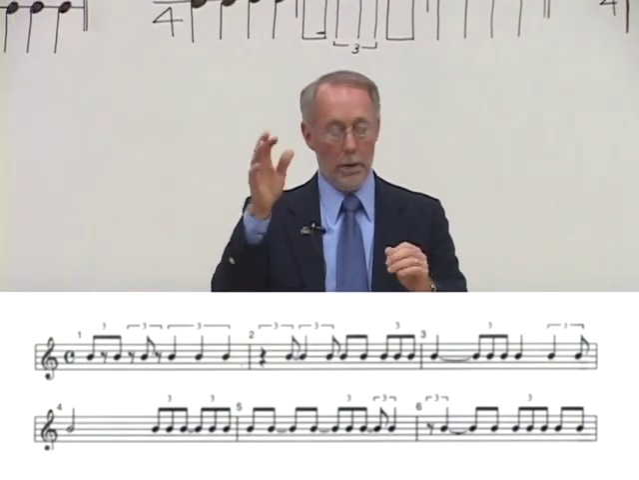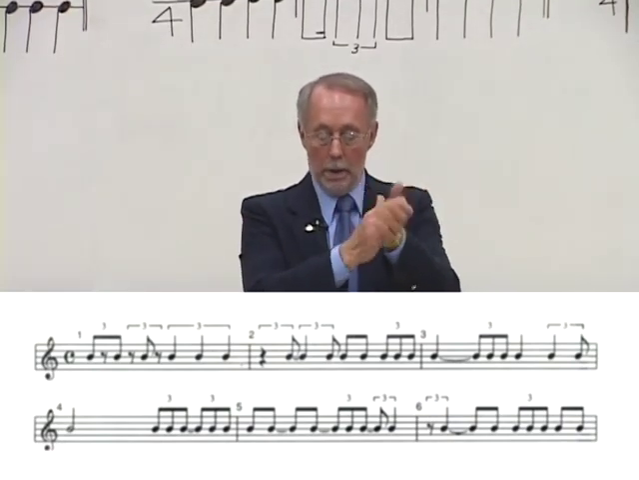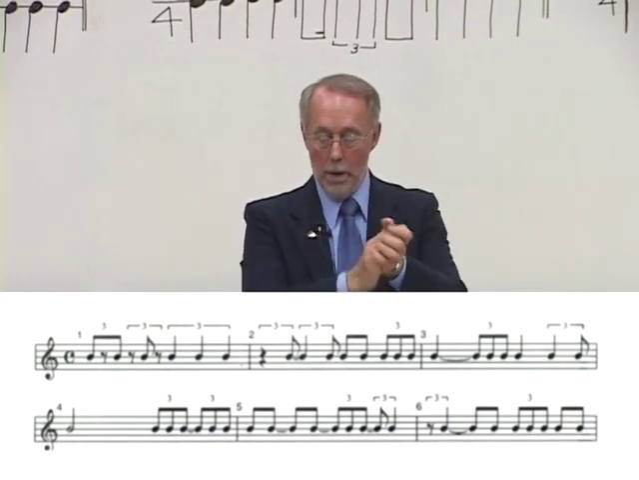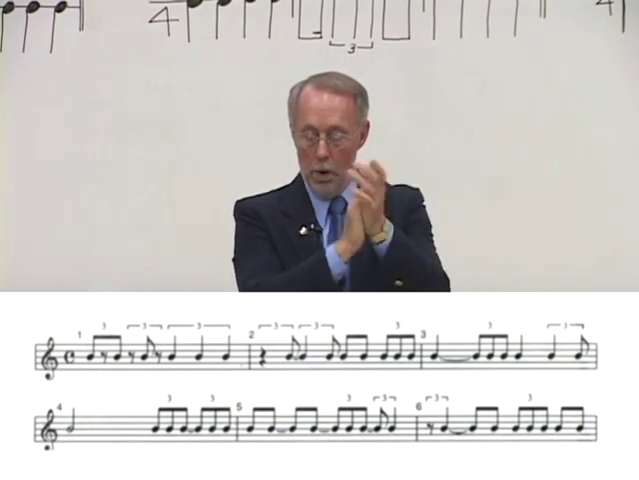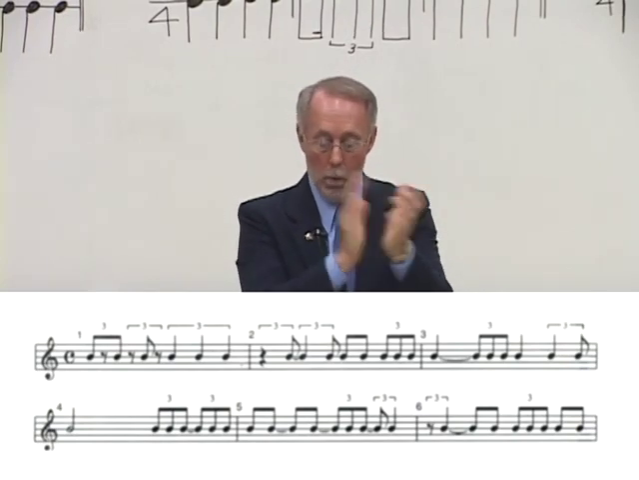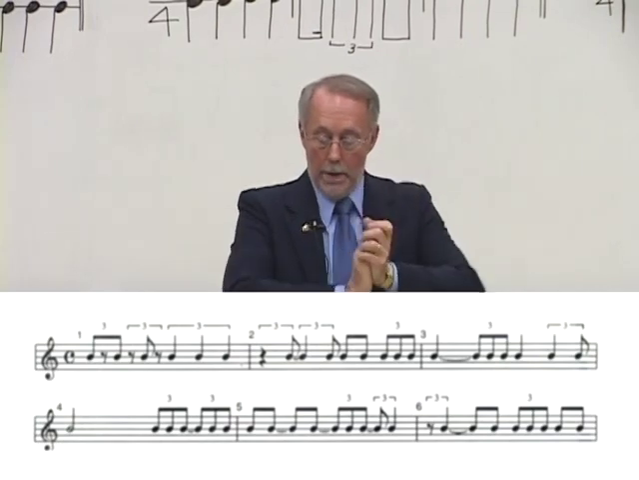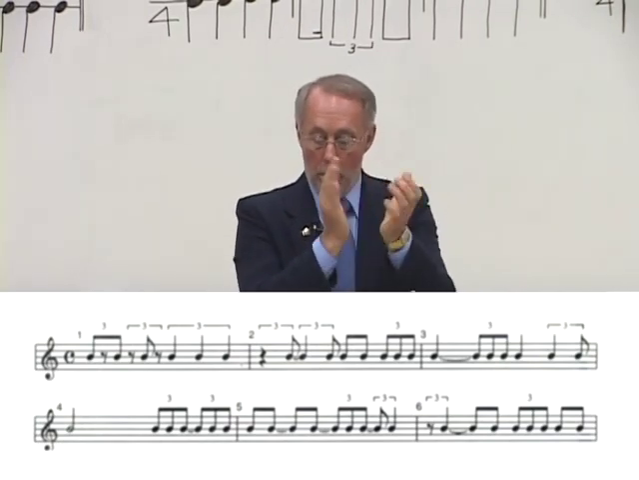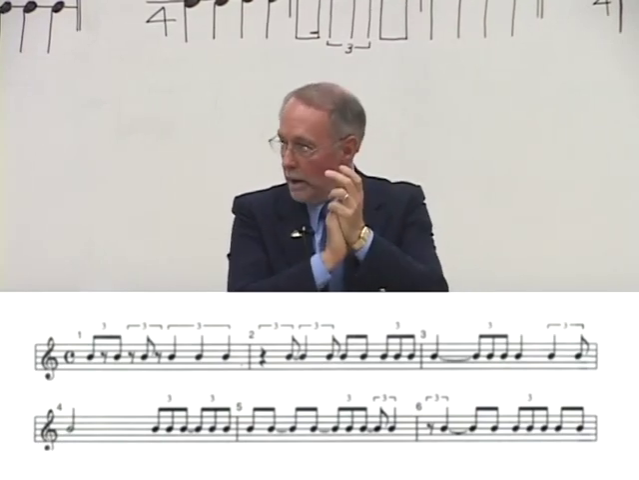So it'd be one olet, two olet. Watch and listen. One olet, two olet, three olet, four olet. One olet, two olet, three and four olet. One olet, two olet, three olet, four olet. One olet, two olet, three olet, four olet, one and two and three olet, four olet, one olet, two and three olet, four and. Here we go.